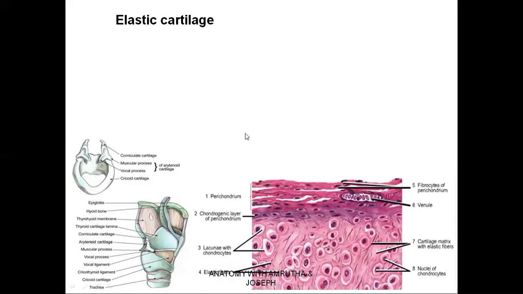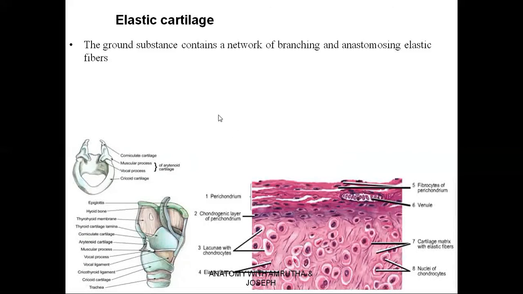Let's see the next type, elastic cartilage. Elastic cartilage looks like this. The cell size of elastic cartilage is bigger than that of hyaline cartilage. Ground substance has a lot of fibers, and these fibers are elastic fibers. So elastic cartilage, obviously, will contain elastic fibers. Perichondrium can be seen, and cartilage cells can also be seen. The cells are quite bigger.